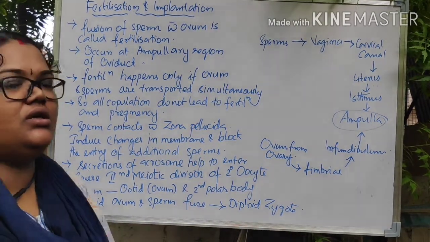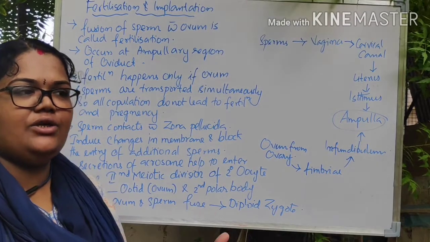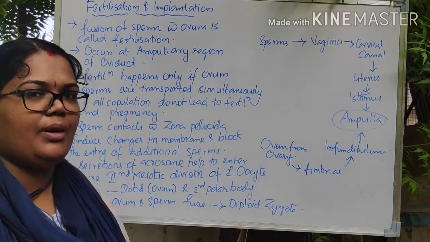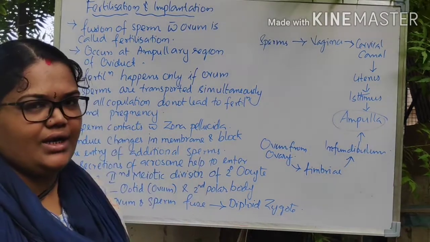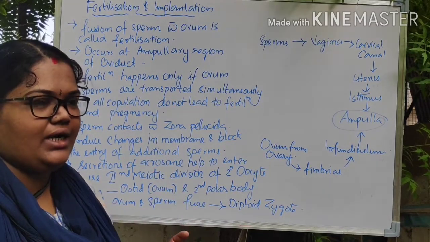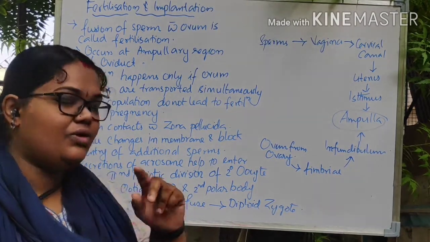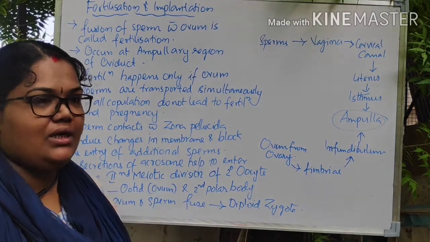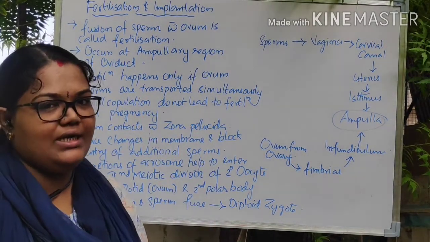We have learned gametogenesis, right? We have learned about spermatogenesis and oogenesis. I hope you remember where the ovum is. At the time of ovulation, the ovum will be in the secondary oocyte stage. It will complete its second meiosis only at the time of fertilization. That you have to remember, then only you will understand the whole procedure clearly.